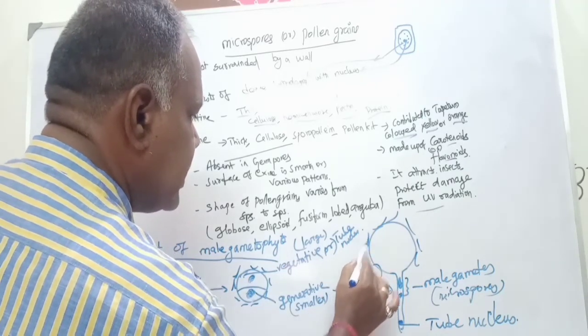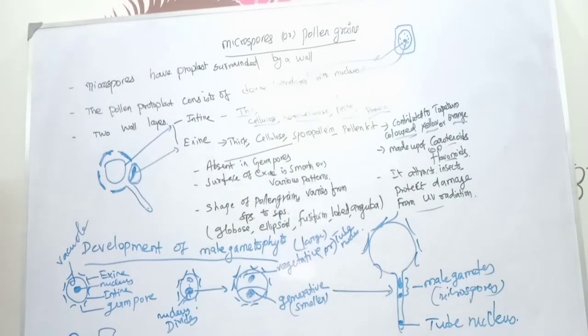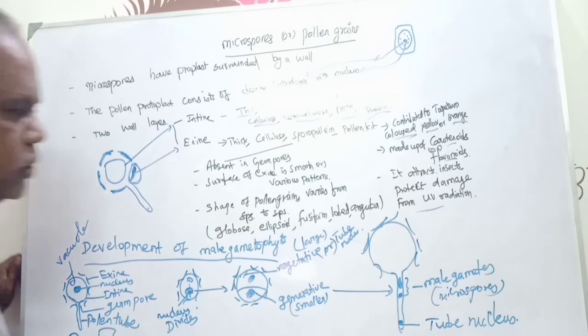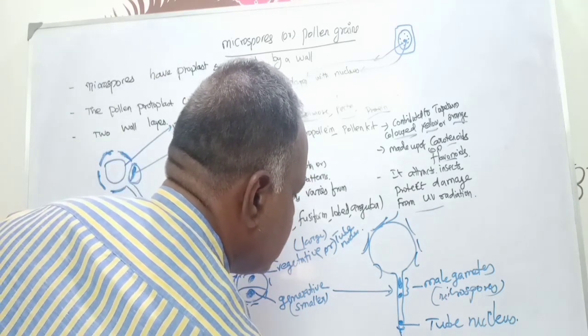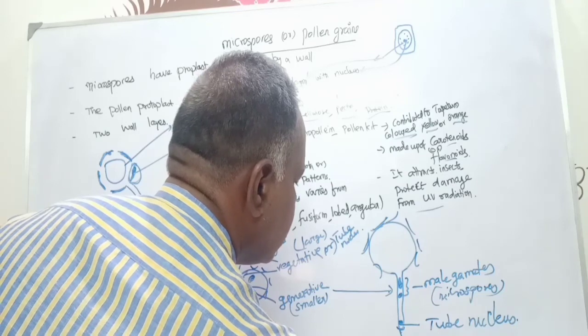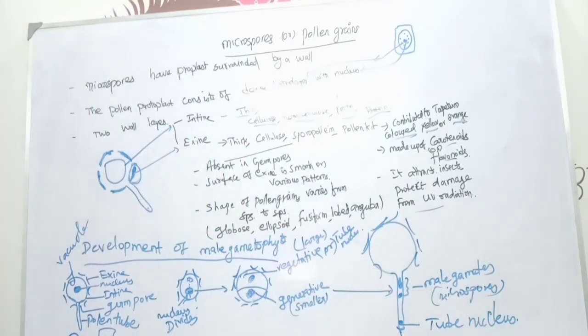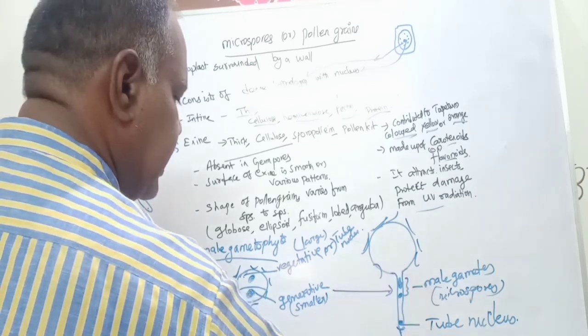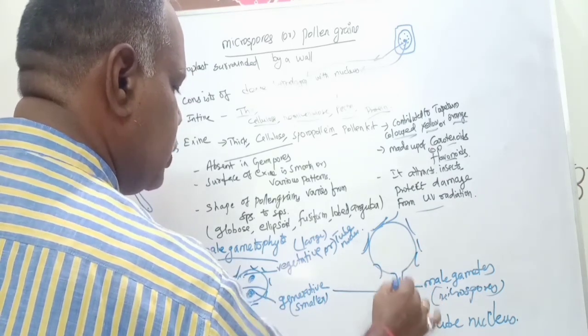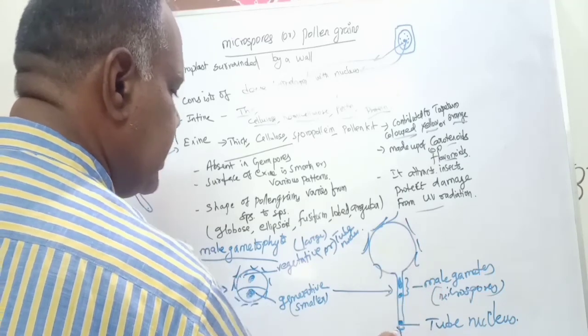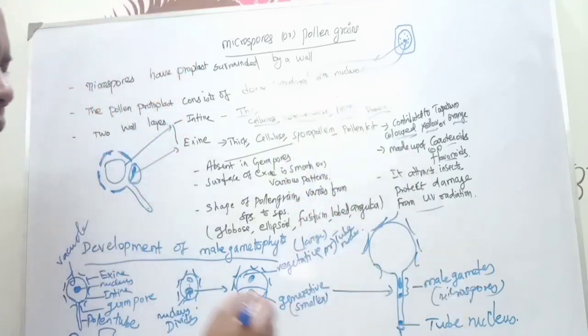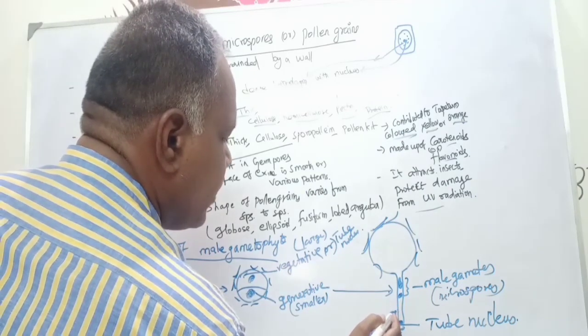Here the outer layer is called the exine. Exine is thick walled. The thin walled inner wall layer protrudes as an outgrowth to form a pollen tube. The pollen tube grows towards the outside. The male gametes and tube nucleus are carried together and enter into the stigma, to form the fertilization process.